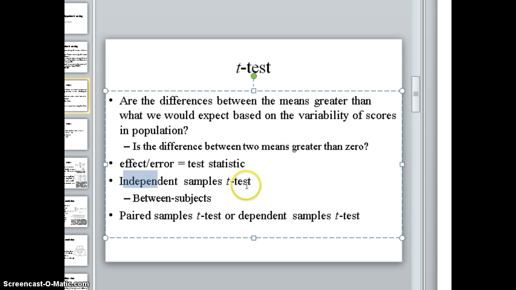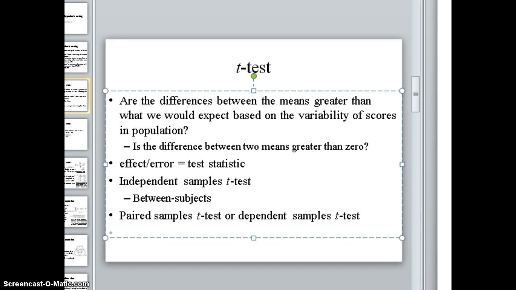So between subjects designs tend to be a little harder to find statistical significance usually. You need a bigger effect because the variability is added up. Compared to the case of the paired samples t-test, where you have the variability for the whole group. It's not added up.